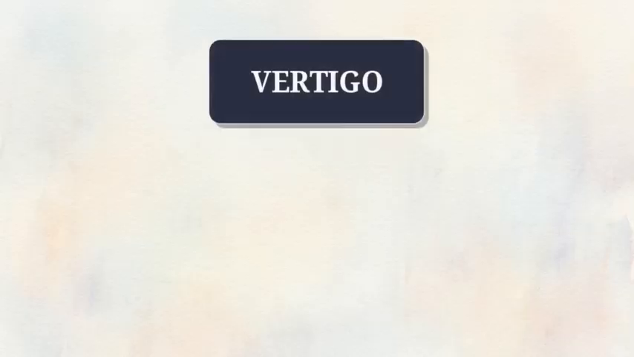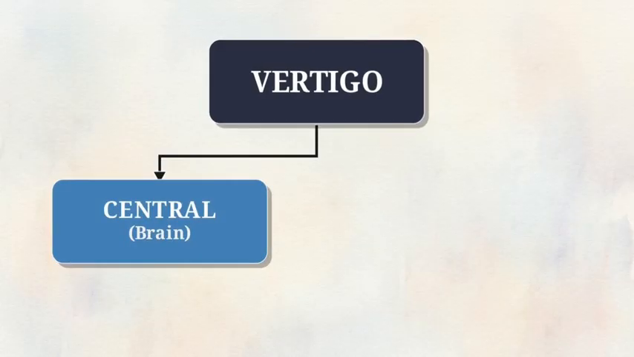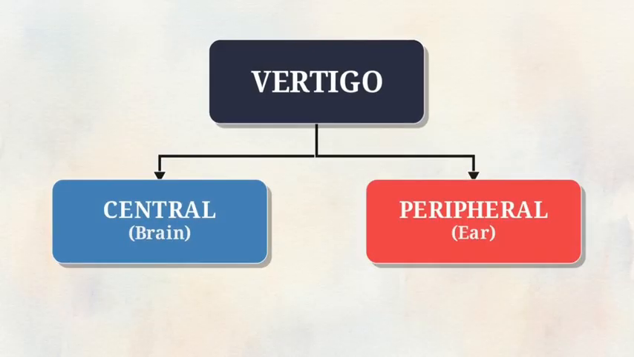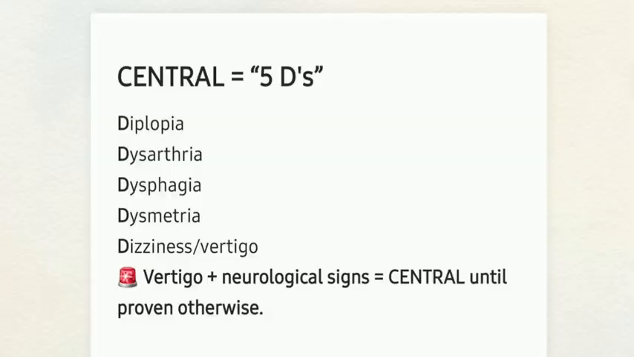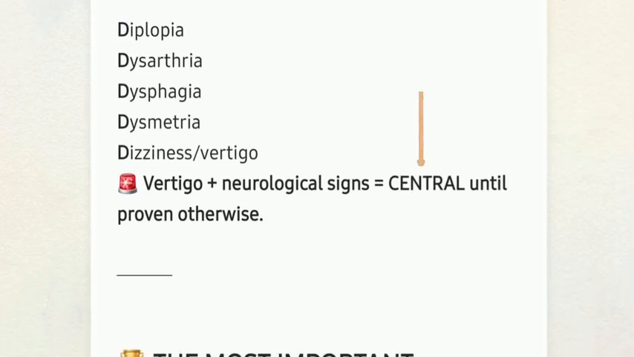This flowchart outlines the overarching decision tree. Your very first step is separating central brain causes from peripheral ear causes. To identify a central issue, you need to look for the 5 Ds: diplopia, dysarthria, dysphagia, dysmetria, and dizziness. Spotting any of these signs points you directly toward a cerebellar stroke, a brainstem stroke, or multiple sclerosis.